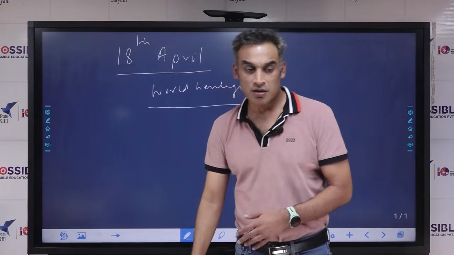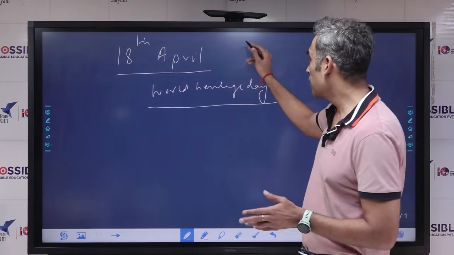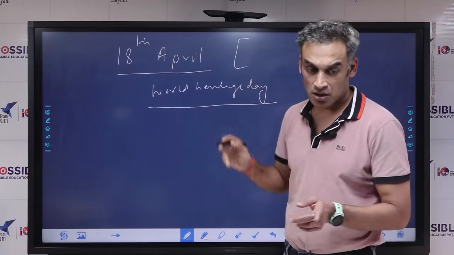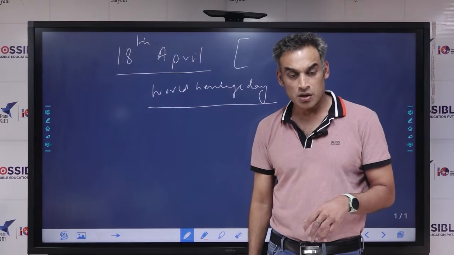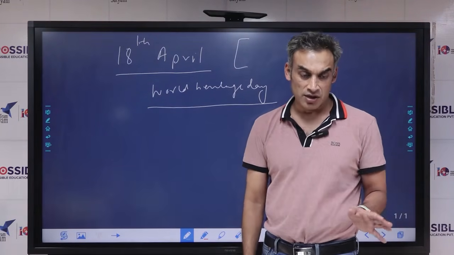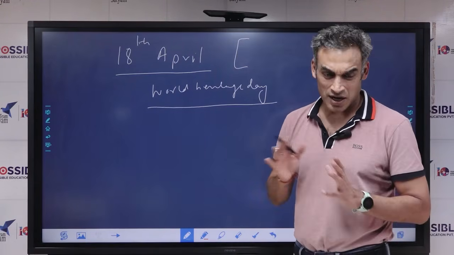Right? And so there are two organizations. This is also a day for International Day for Monuments and Sites. So there are two things here: International Day for Monuments and Sites, and also the World Heritage Day. There are two things here, right? Now, what are the things that we need to take care of here?